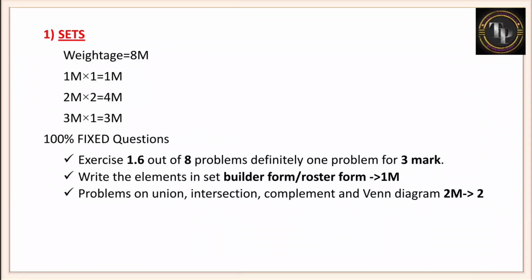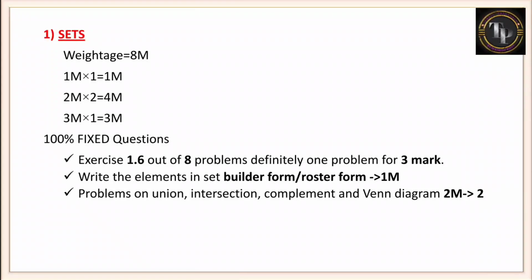Problems on union, intersection, complement and Venn diagram. On these problems you are getting 2 mark 1 question. So like this, totally you are getting 8 marks in this chapter. I hope you understood. Exercise 1.6, out of 8 problems, definitely one problem for 3 marks. Set builder form and roster form conversion, definitely 1 mark. And problems on union, intersection, complement and Venn diagram. I will show you, don't worry. I am going to solve some problems on that. So this is for 2 marks.